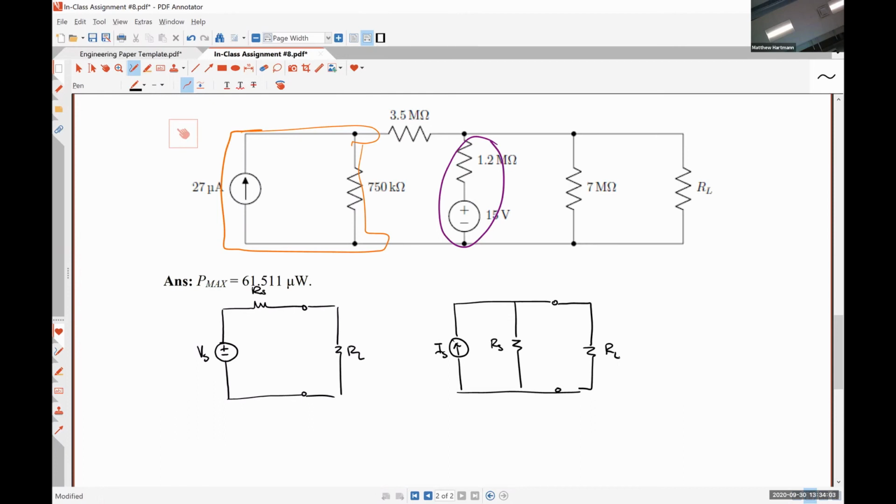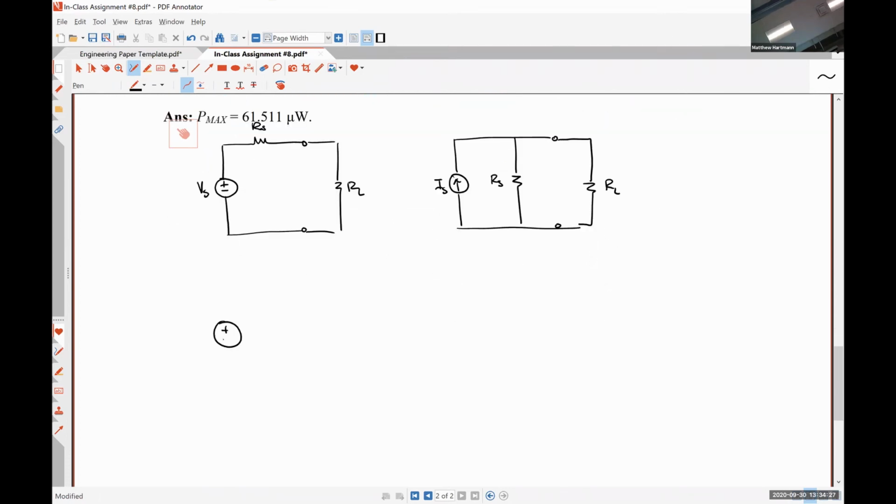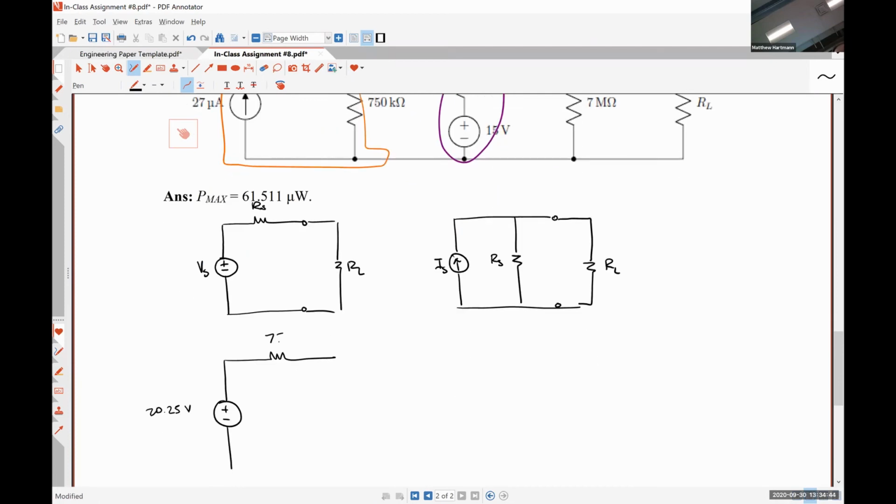So this is all about source transformation. How do we transform the practical current source on the left-hand side into a practical voltage source? Anybody watch the videos? Yeah, so simply multiply IS times RS. That's going to give us a voltage source, direction up, which is going to give us 20.25 volts. That's going to be in series with the 750 kilo ohm resistor now.